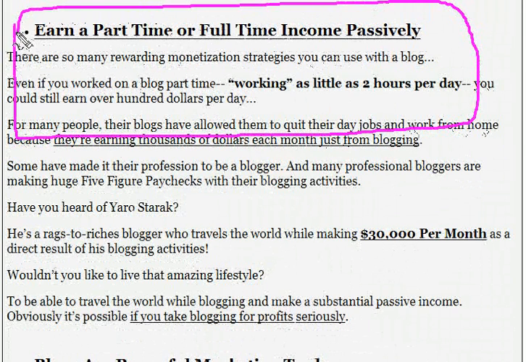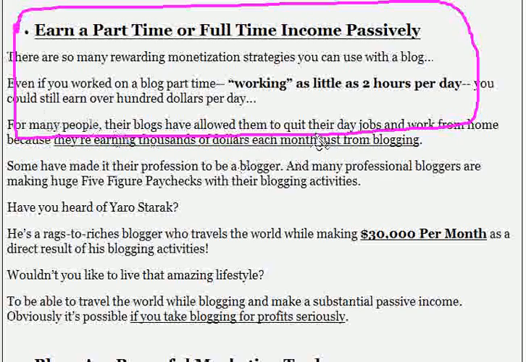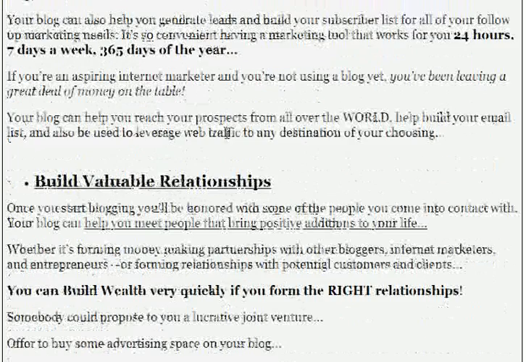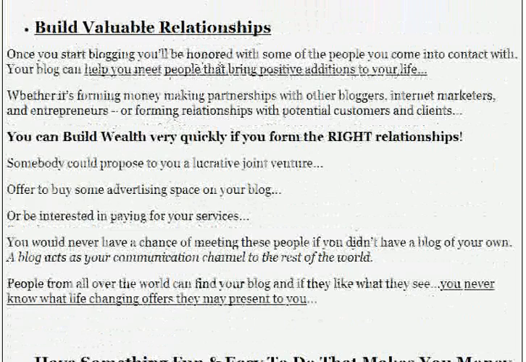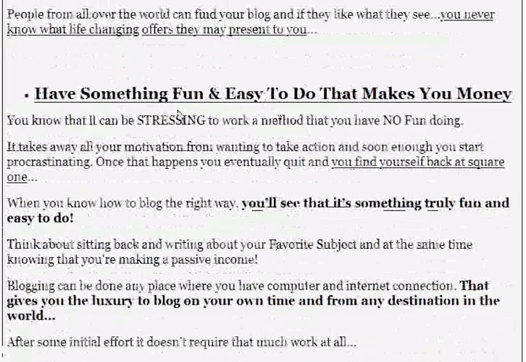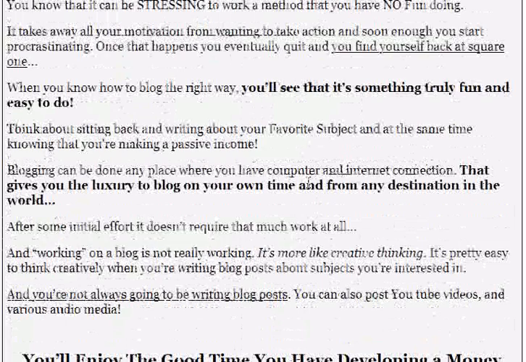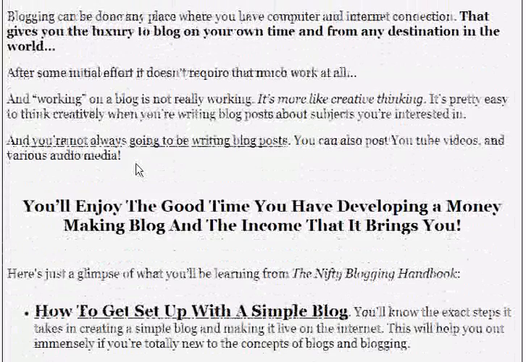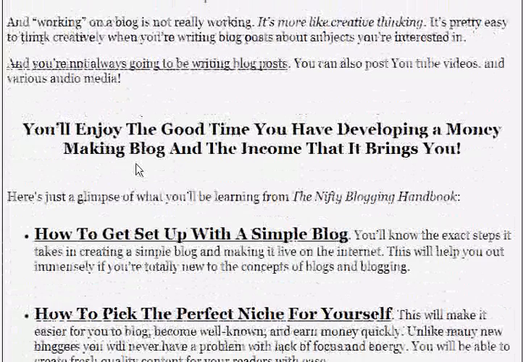Okay, because the thing about it is that blogs are nothing new, and you don't really have to do a lot of education of the reader at this point. So I would reduce these to just simple bullet points rather than going into this detail. Blogs are a powerful marketing tool, a simple bullet point here. Build valuable relationships here, a simple bullet point here as well, to have some fun and easy to make money. I'll reduce it to a bullet point. Okay, and some initial effort does require to work, and working a blog is not really okay. And you'll enjoy the good time you have developing.